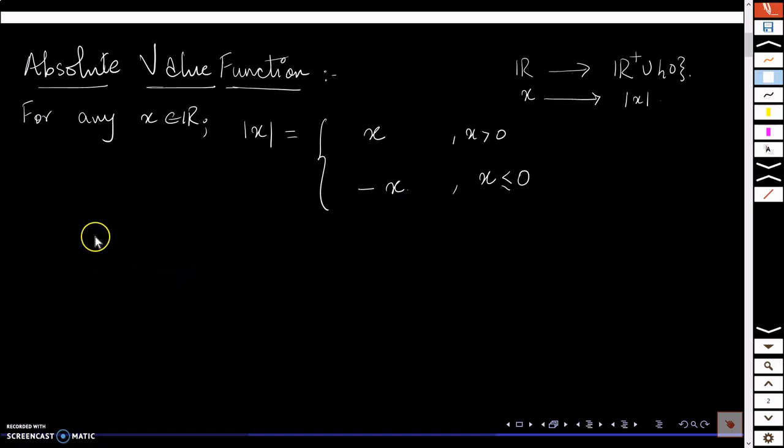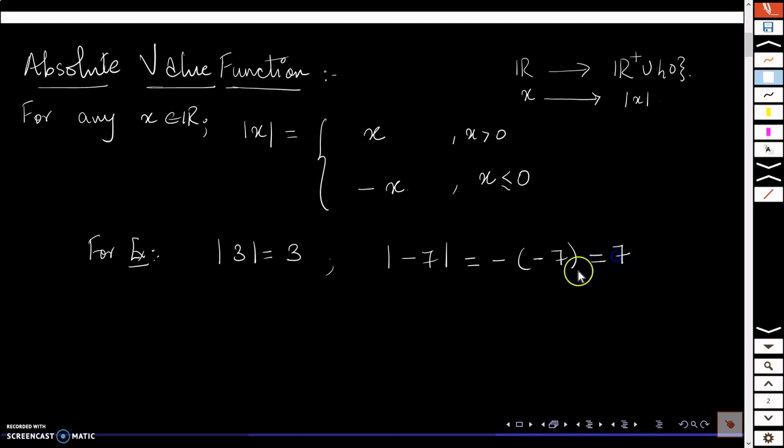For example, if I look at modulus of 3, 3 is a positive number, so that comes under the first case here. So its absolute value is itself, 3. Now let's look at absolute value of minus 7. Minus 7 is negative, it is less than or equal to 0, so it falls under the second case. So its absolute value is defined as minus of whatever x it is. So this is minus of minus 7, and that will give you plus 7.